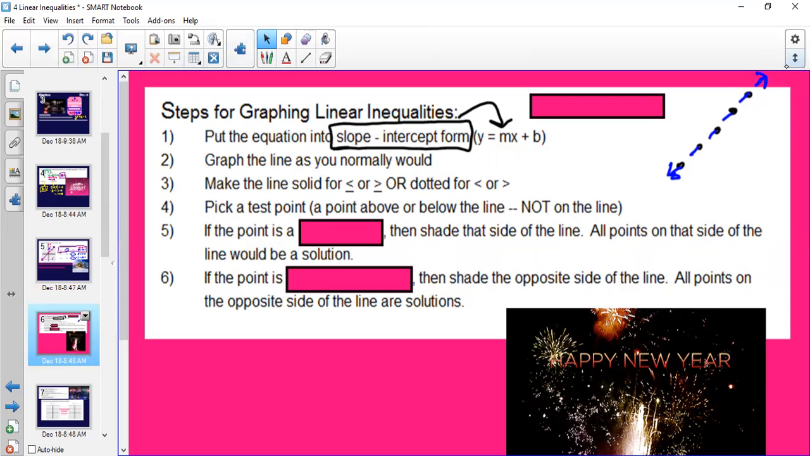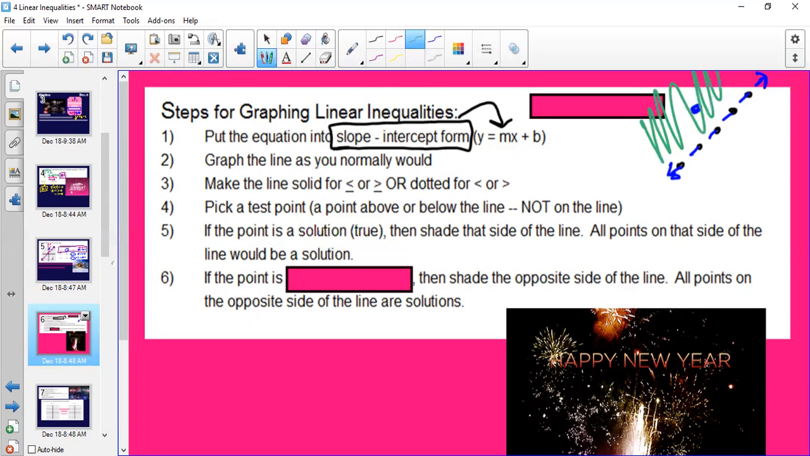Okay, so then we would pick a point either above the line or below the line, not on the line. So pick a random point above it. We're going to test it out. If that point is a solution, then we are going to shade that part of the line. Okay, so if we plug it in and it's true, we're going to shade on that side of the line. So it would kind of look like this. We would shade the entire half of that graph.